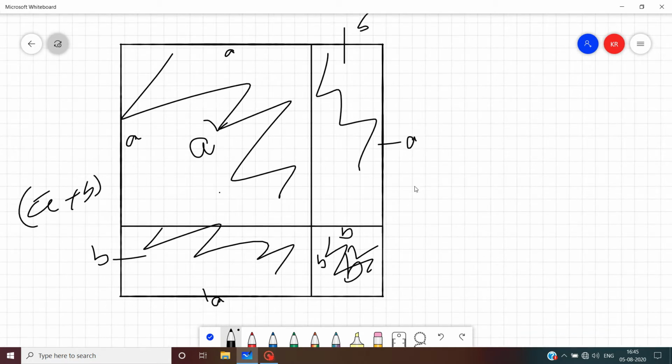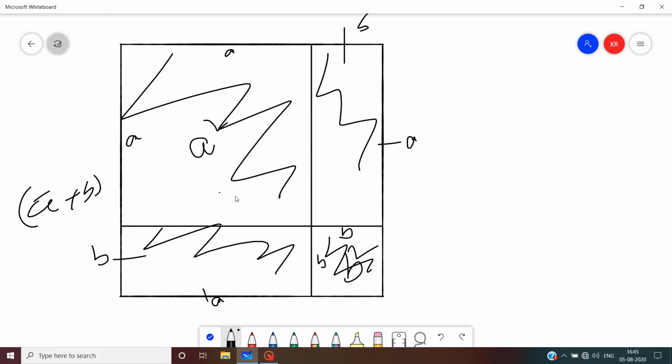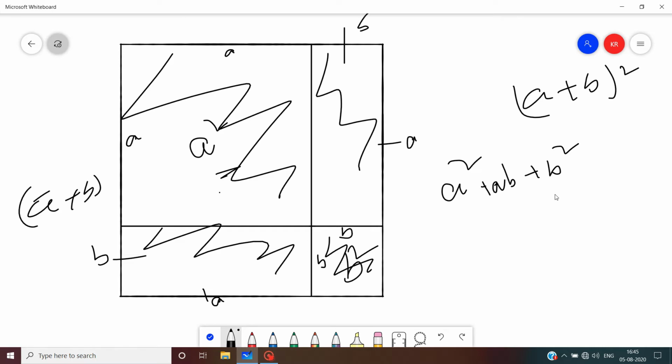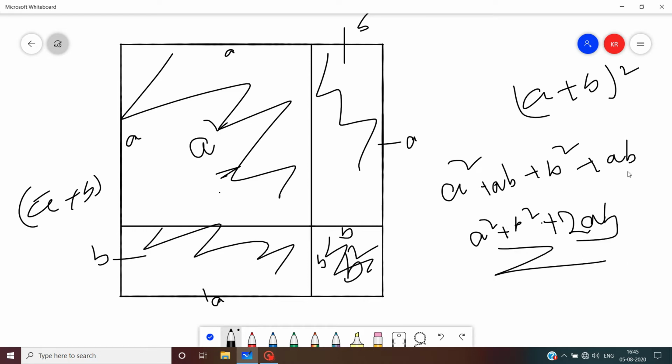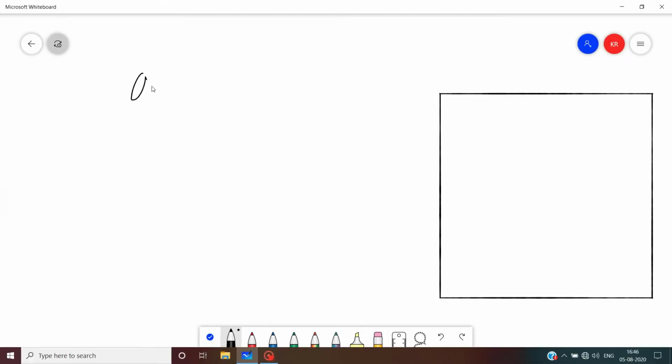So after constituting all of this into (a + b) whole square, the area of this (a + b) whole square constitutes a square, a rectangular area of ab, a square area of b square, and a rectangular area of ab. So on complete addition, it is a square plus b square plus 2ab, right? This is the derivation of (a + b) whole square. So now come to (a - b) whole square.